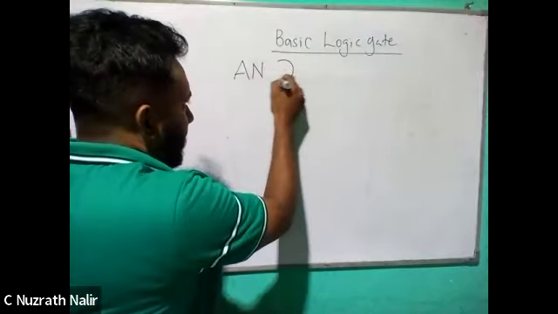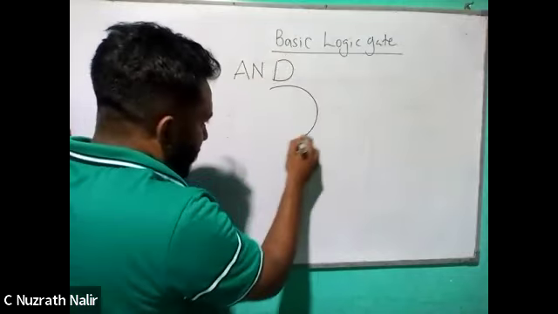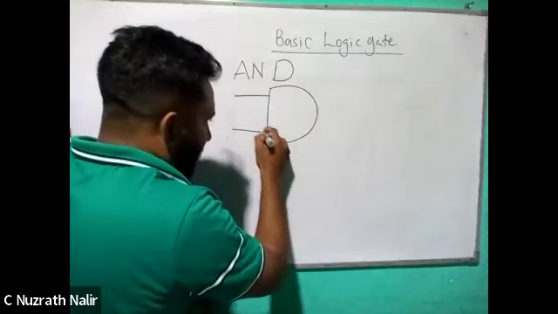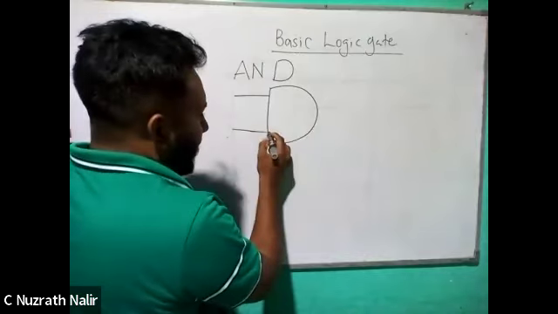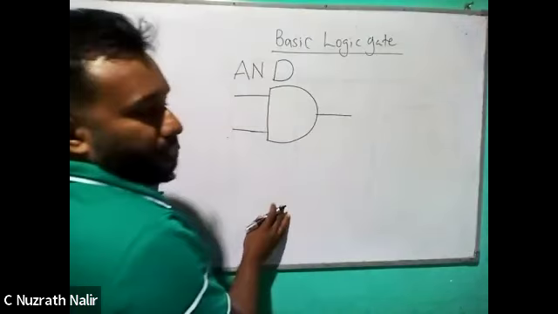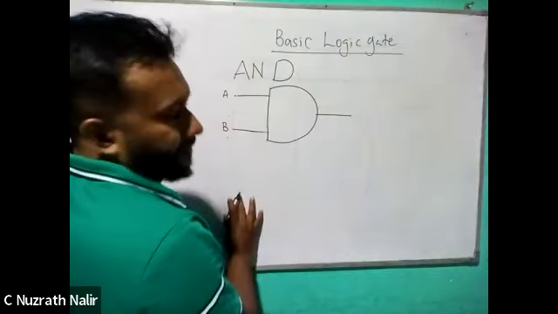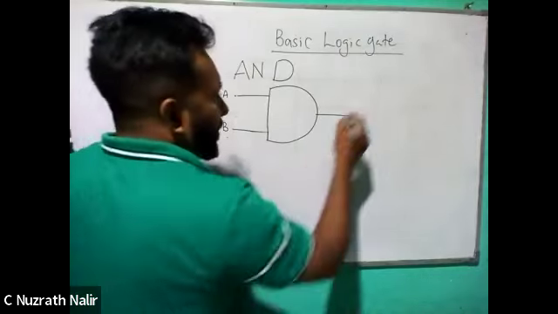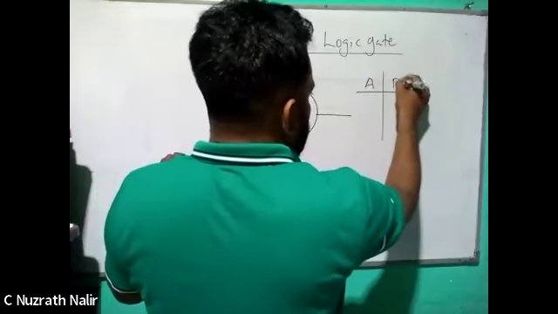AND is capital, which means your symbol is also the same, capital D. So with the capital D shape, you connect the two lines with this. Then there's only one output, and an A input and a B input.